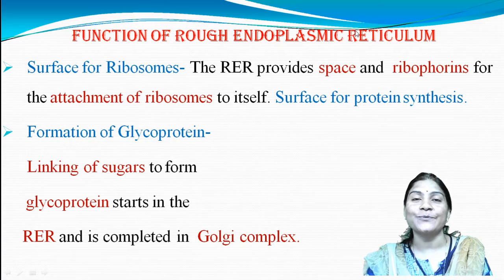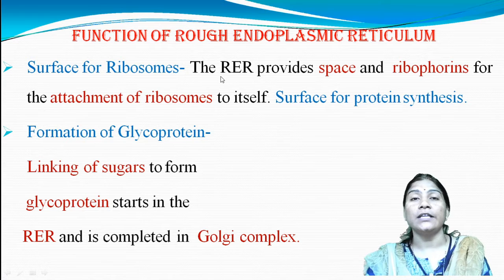On the membrane surface of the rough endoplasmic reticulum there is the presence of ribosomes. It means the rough endoplasmic reticulum is the surface for ribosomes. The membrane surface of this endoplasmic reticulum has the ribosomes, and that's why we say that the rough endoplasmic reticulum is the surface for ribosomes.